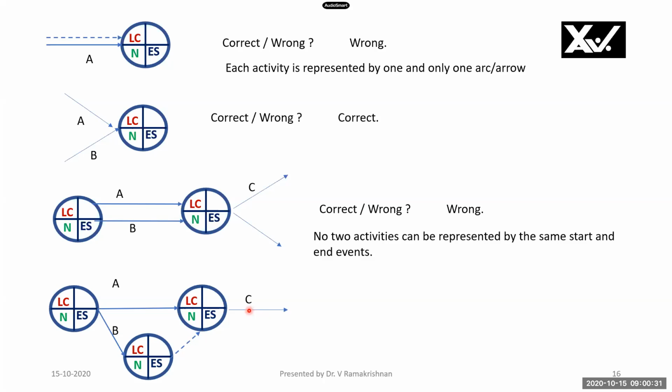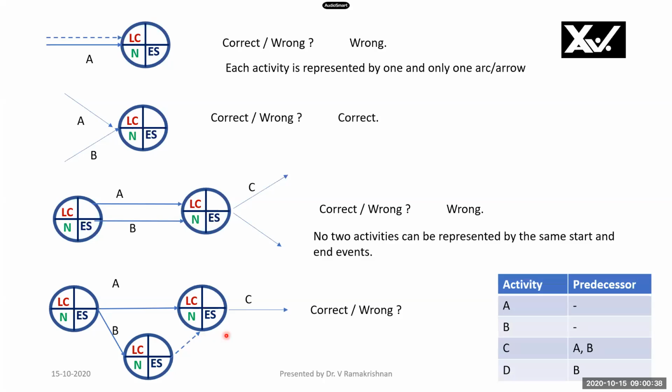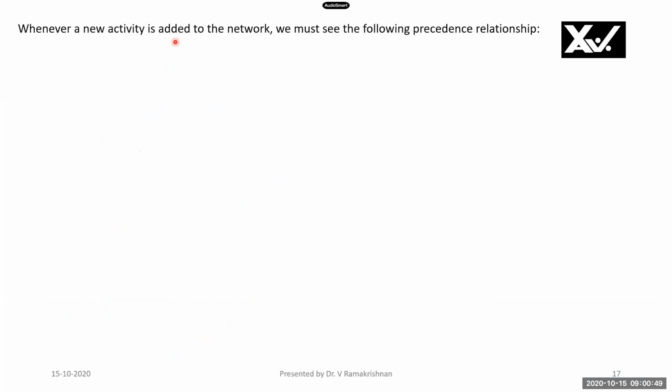C has A and B as combined predecessors. Therefore, I'm using a dummy activity, which is required. No redundancy. Correct or wrong? See here, A and B are predecessors to C, which follows here. Okay, correct.